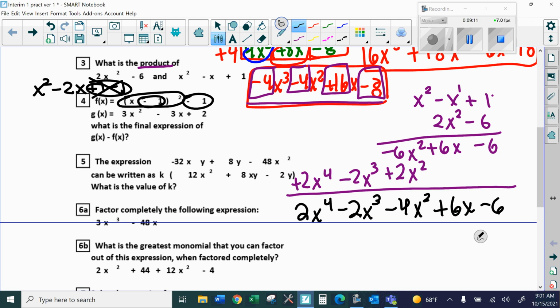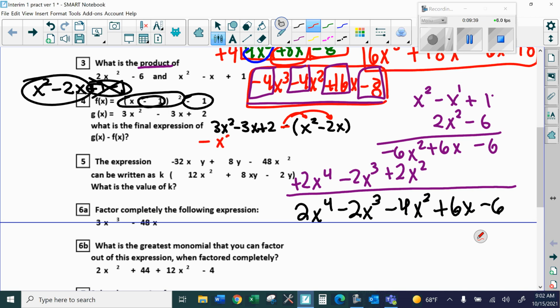And I'm doing g of x first. So it's 3x squared minus 3x plus 2. And then minus, what do I have right here? X squared, it has to be in parentheses, minus 2x. Okay, so now when I have a negative outside of parentheses, obviously I'm just distributing that through there. So all it does is switch the two signs. So now it becomes negative x squared. So I'm going to write that underneath the x squared, the like terms.